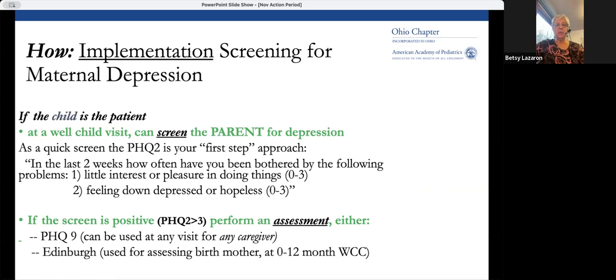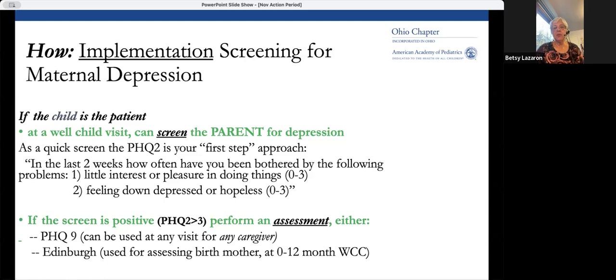If the child is the patient at the well child visit, you can screen everyone. It's a vital sign. Just like you get a weight on a baby, do a PHQ-2 on any parent or honestly anybody who shows up as the caregiver for that child. So if grandma is now taking care of that infant because the parents are no longer in the picture, then you can certainly screen grandma with this too. Do a quick PHQ-2. If that's positive, you can go ahead and go on to do a PHQ-9 or an Edinburgh.